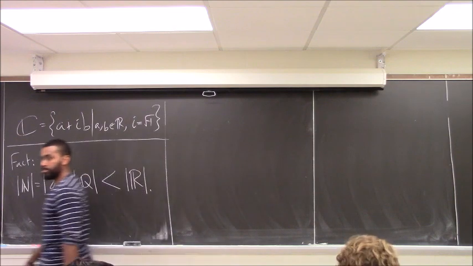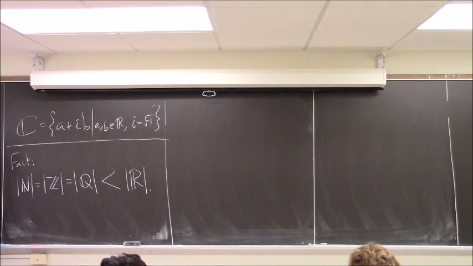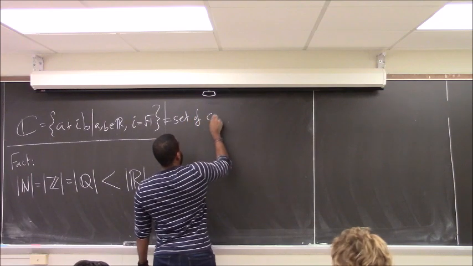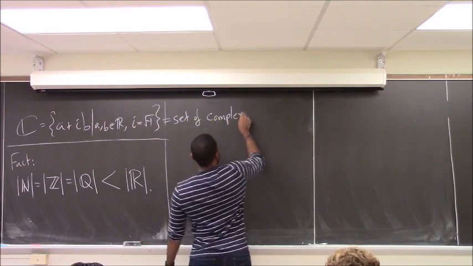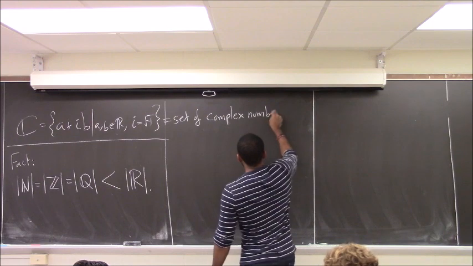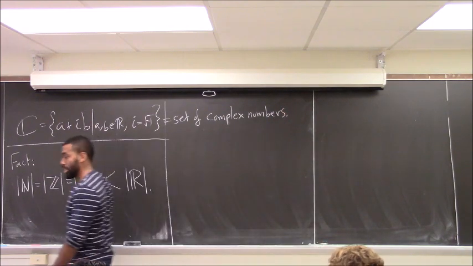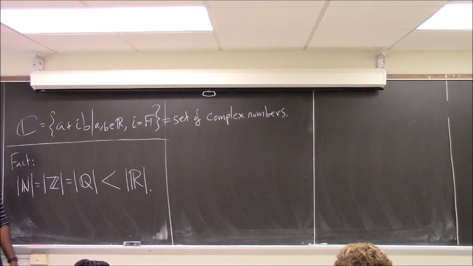Yes. What is C again? It's called the complex numbers. Basically, it's the set we invented to be able to solve equations like x squared plus 1 equals 0. We really wanted to be able to solve that, but we couldn't with the real numbers.